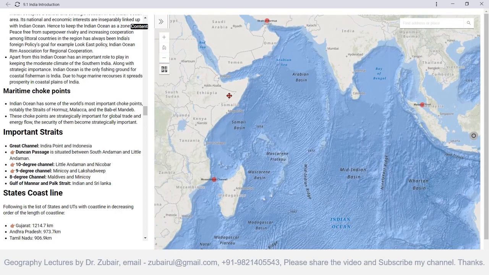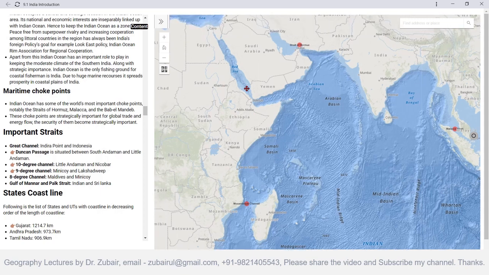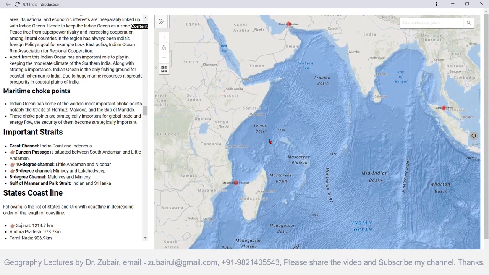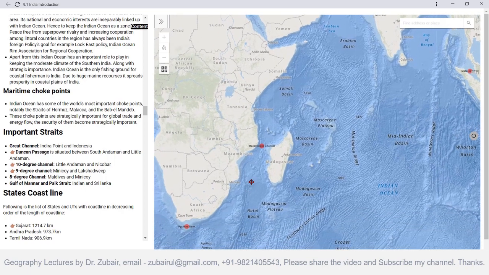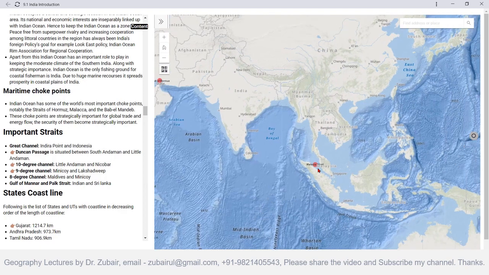Another strategic location: historically, when the Suez Canal was not open, all the ships were passing through this way, the Mozambique Channel, especially in the colonial period. So it had a strategic location. Similarly, this is the Agulhas Bank, which is also an important location. And further, this is also an important location, the Malacca Strait, because the ships are moving this way and passing through the Malacca Straits.